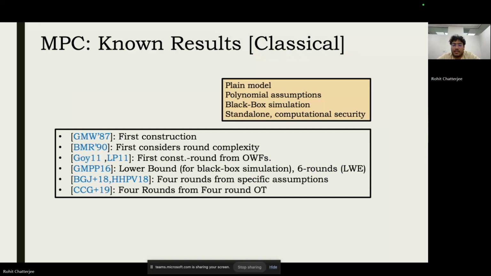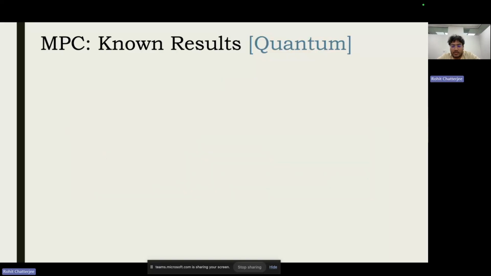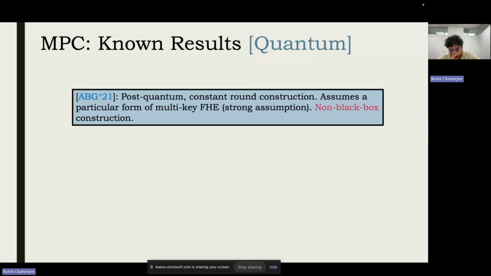I see. Right. So okay, so let's turn to the quantum world. So what do we know? There was this work in 2021 by Alex Grilo, Amit Agarwal, some subset of, yeah, Dakshita Khurana.